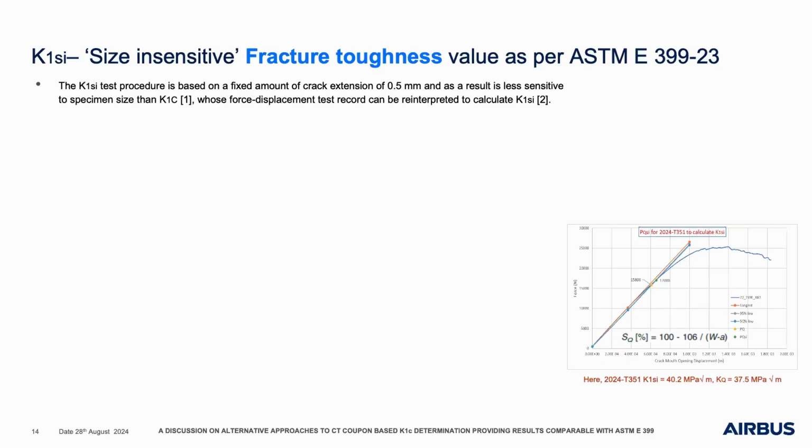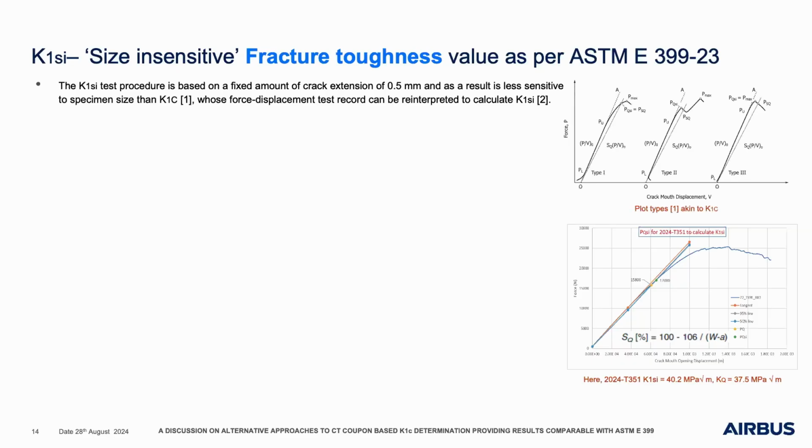So you perform a normal K1C test, and you draw your 95% secant line, get your K1C, but you recalculate your secant line for K1SI based upon that relationship, which is provided within the E399. And W minus a, which is the width minus a being the crack length, is your parameter that will define the percentage of where your secant length lies. These are your typical types of R curves that you can get. So you can be a type 1, type 2, or type 3.